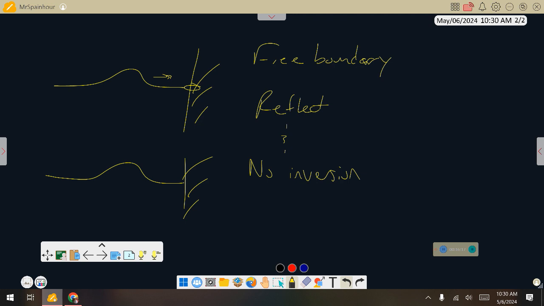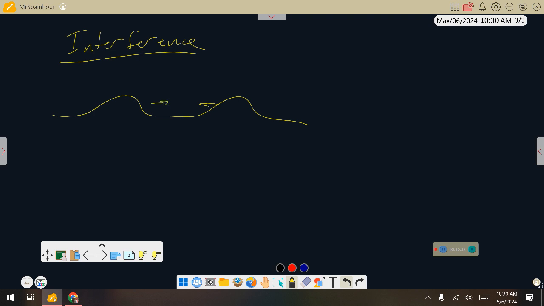Let's talk interference. Reflection is what happens when a wave hits a boundary. Interference is what happens when a wave hits another wave. The first thing to understand about two waves traveling at each other is what is actually moving. We've already discussed this. Is there a thing that is moving? This is one of the primary differences between waves and point masses.